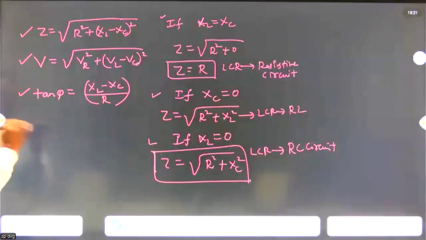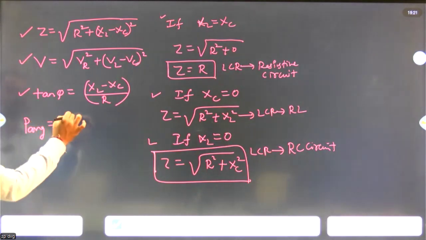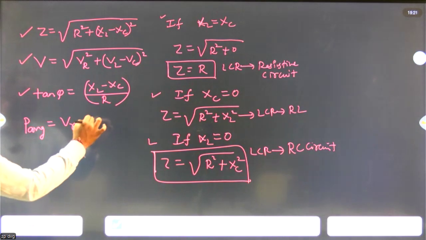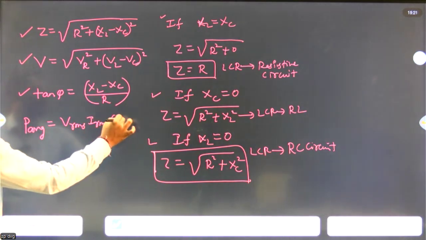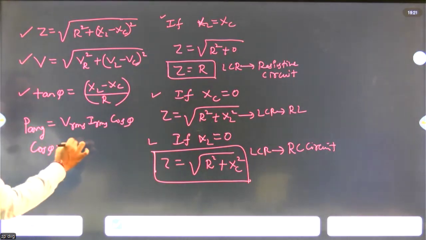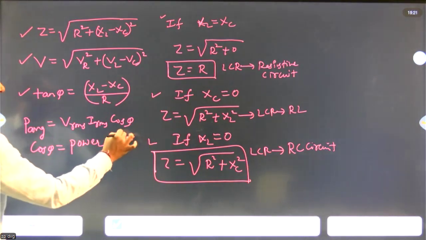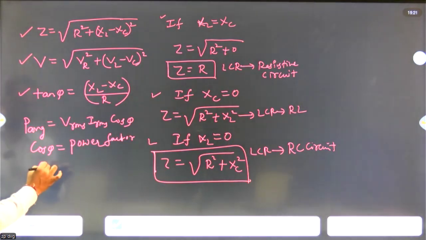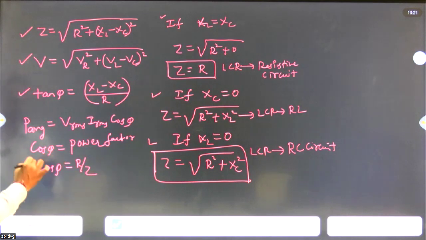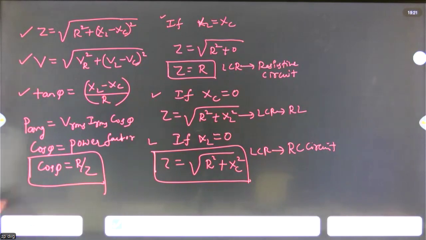So we know that the average power in a series LCR circuit, P average, is equal to VRMS into IRMS into cos phi. What is cos phi? Cos phi is called the power factor. Power factor in a series LCR circuit is given by cos phi is equal to R by Z. Phi is equal to cos inverse of R by Z.